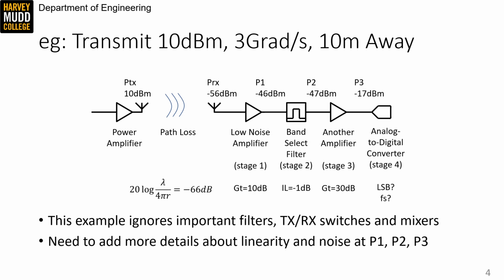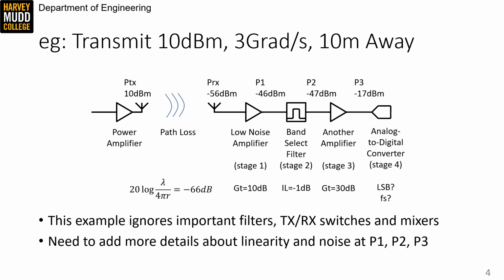So here's a simple example. We assume we're transmitting a 10 dBm signal at 3 gigaradians per second from an antenna that is 10 meters away from our receiver. We've noted that our transmit power is 10 dBm on the left, and then as it propagates to our receive antenna, it goes through some path loss. And note that we're ignoring the transmit and the receive antenna gains in this example. So we calculate the path loss is minus 66 dB. That means the receive antenna picks up minus 56 dBm of power.